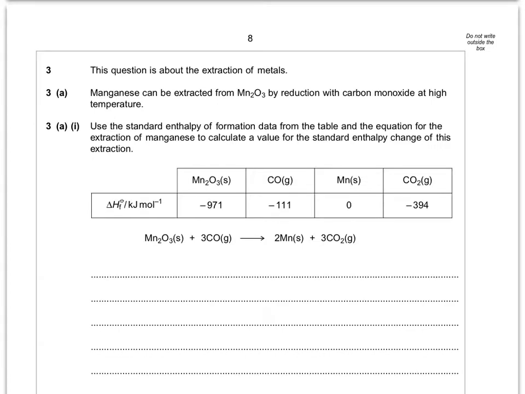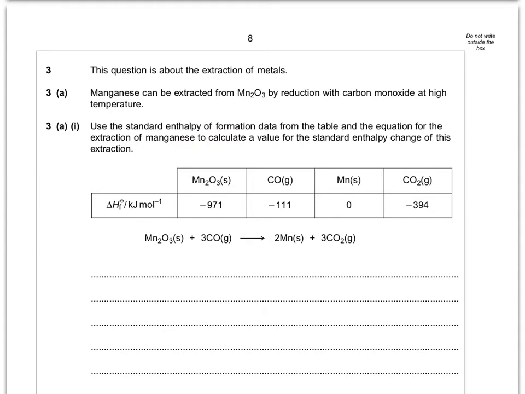Now, this next question says it's about the extraction of metals, but actually, as you can see, it's starting with a Hess's law question. So, as manganese can be extracted from Mn2O3 by reduction with carbon monoxide at high temperature, use standard enthalpy of formation data from the table and the equation for the extraction of manganese to calculate the value of the standard enthalpy change of the extraction.